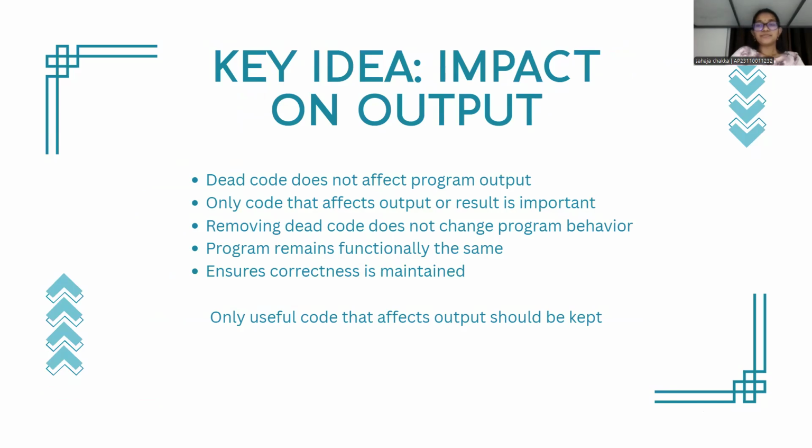The key idea: impact on output. Only code that affects the output is important. Any code that does not influence the result can be safely removed. This ensures that the optimized program behaves exactly like the original program. This concept is very important because correctness should never be affected during optimization.